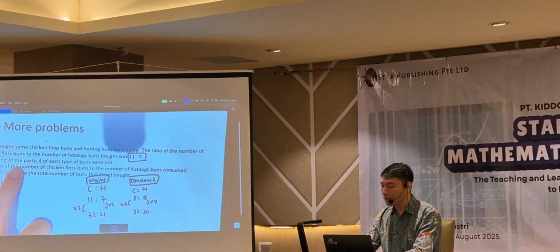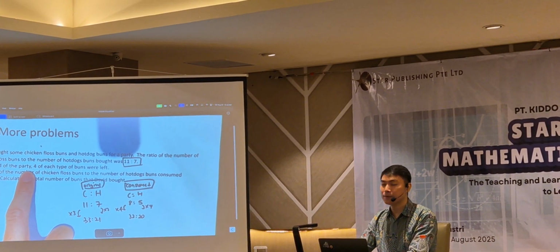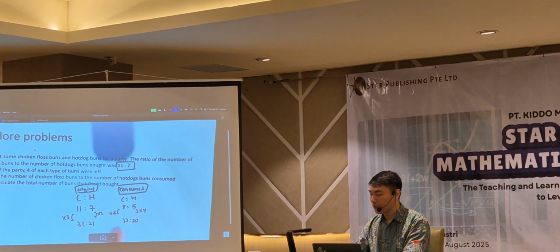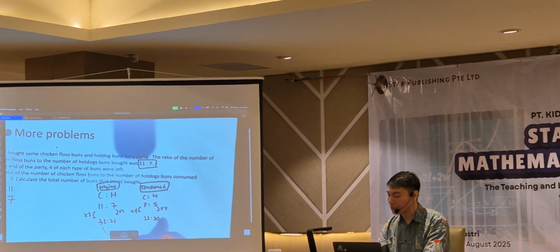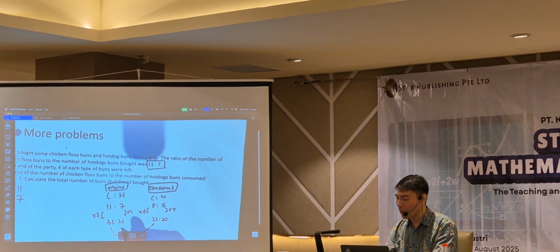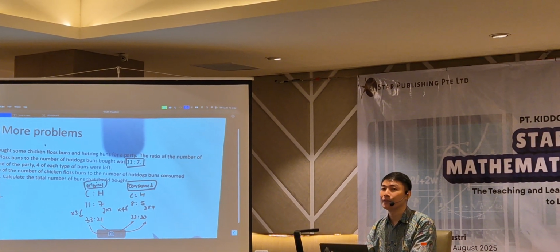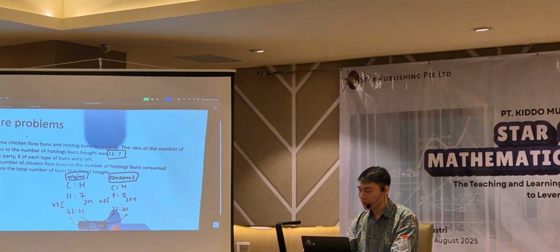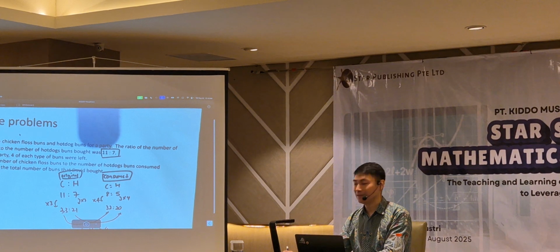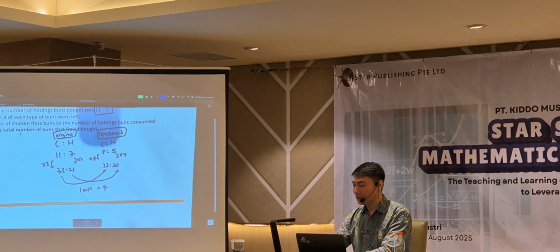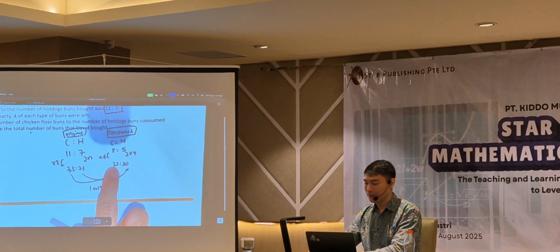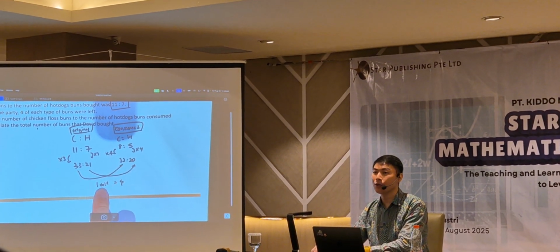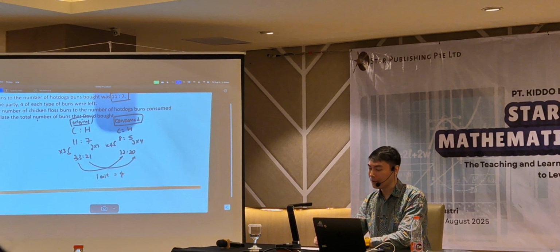And at the end of the party, 4 of each type of bun were left. Look at the difference. From 33 decreased to 32. From 21 decreased to 20. 1 unit was not consumed. That 1 unit is 4. Right? There's only 1 unit that was not consumed, and that 1 unit is 4.